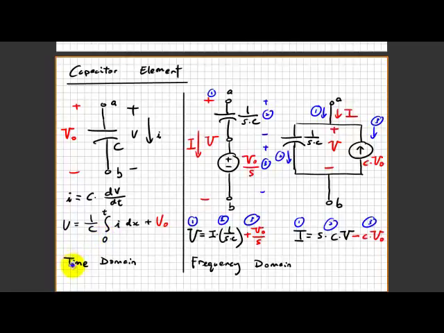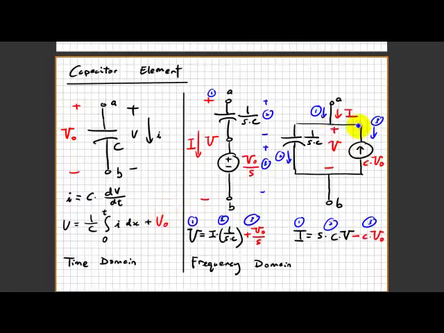So converting from time domain to frequency domain, what you do is do the Laplace transform. For the value here, this is actually V naught times 1, which means it's a step function u(t). So this function can be transformed to 1 over S. That's how you get the V naught over S term here as the initial value of the voltage for the capacitor element.